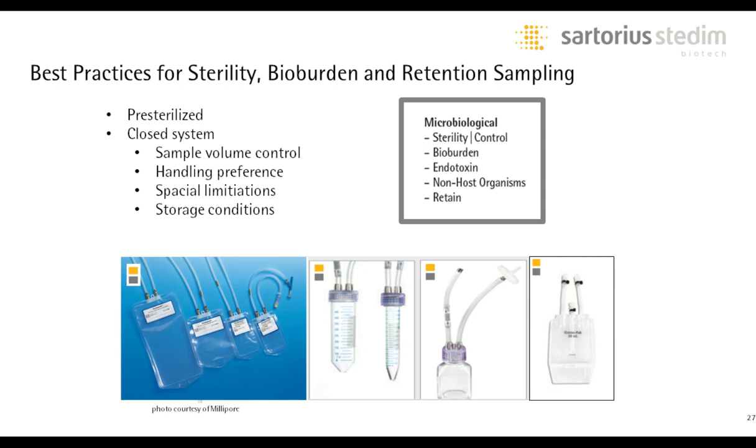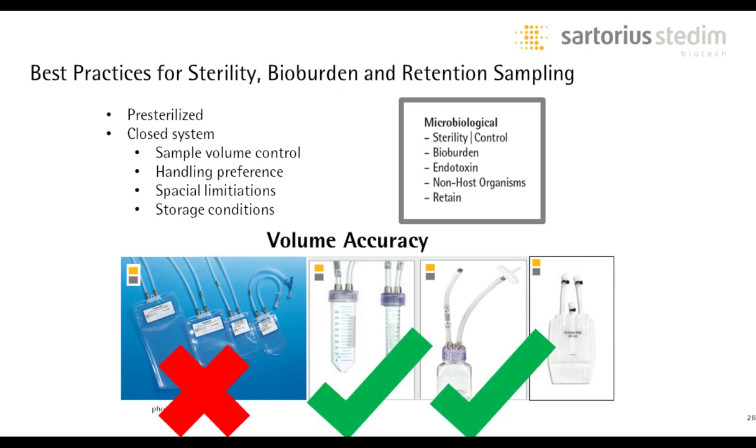And what about the need to control the amount of volume being sampled? When dealing with drug substance or drug product, the volume being sampled is critical to reducing valuable product loss. So when volume accuracy or sample volume control is a major concern, then bags really are a poor choice because they either have no volume demarcation, or if they do, it's nominal. Tubes and bottles are a much better choice because of their discrete and accurate volume markings.